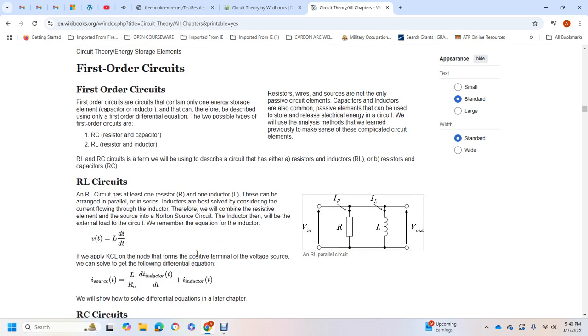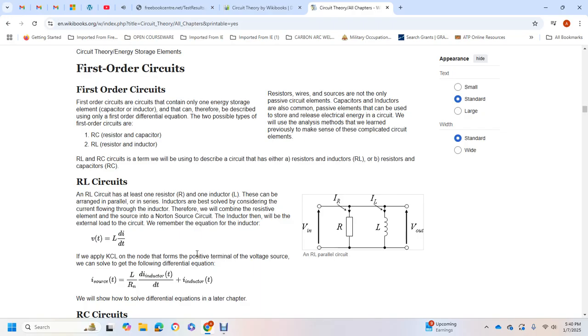RL circuits, resistor and inductor circuits, have at least one resistor and one inductor. They can be arranged in parallel or series. Inductor circuits can be solved by considering the current flowing through the inductor, so we combine the rest with a resistive element and source, the Norton source circuit. The inductor will then be externally loaded to the circuit.